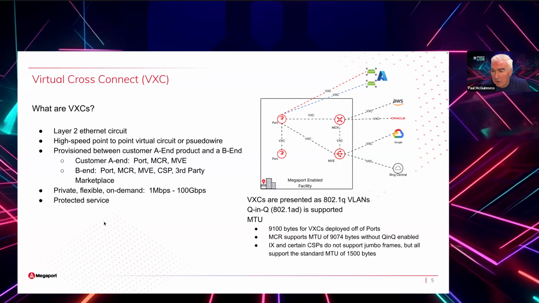The MTU is 9100 for VXCs deployed on Megaport ports inside our over 1,000 data centers. And for MCR, in the last year, we've added a larger MTU as well, so that you can have an MTU of 9,074 bytes without Q-in-Q enabled, and take away 4 bytes from that if you want to turn on Q-in-Q on the MCR. IX and certain CSPs do not support jumbo frames, but they all support at least 1,500 bytes.